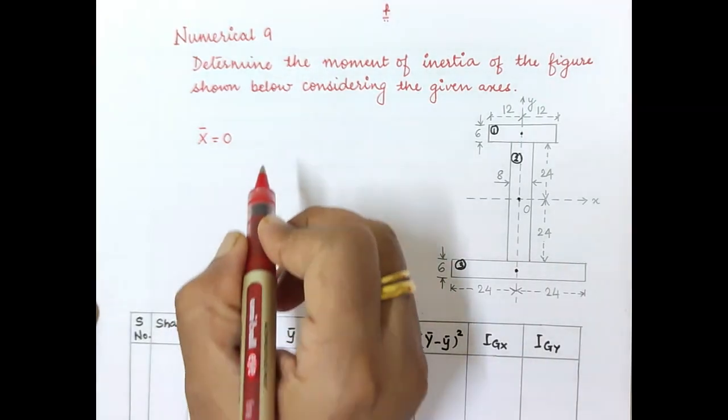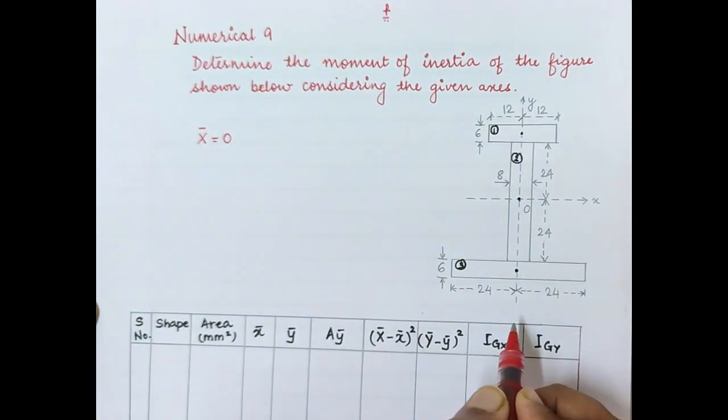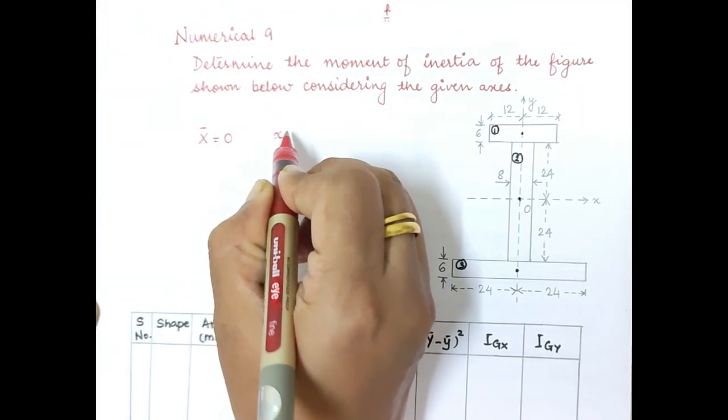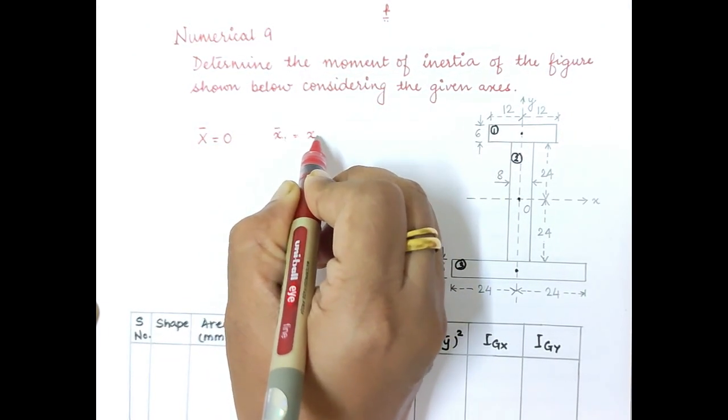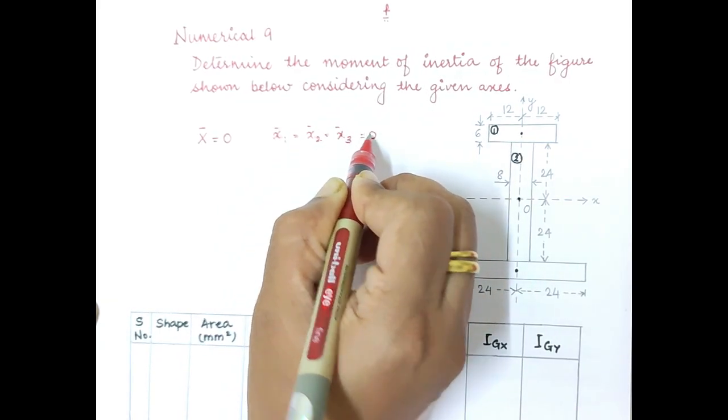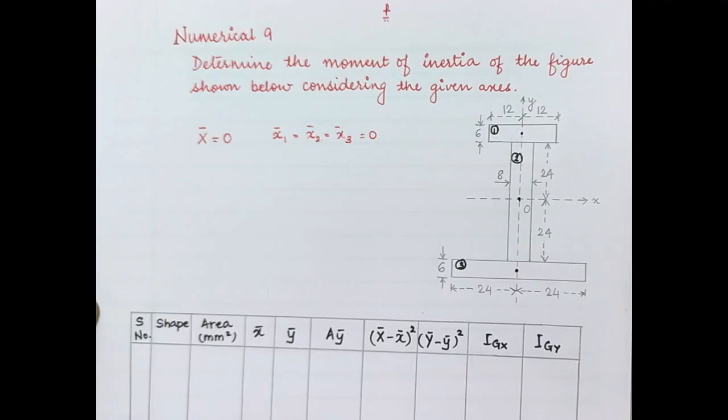This also implies, since all the coordinates are lying exactly at the center, that x1 is equal to x2 is equal to x3, and they all come out to be 0. This may not be the case always, but for this particular question it is.